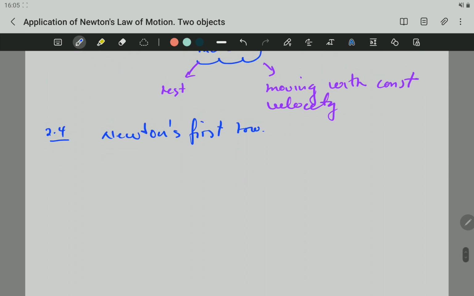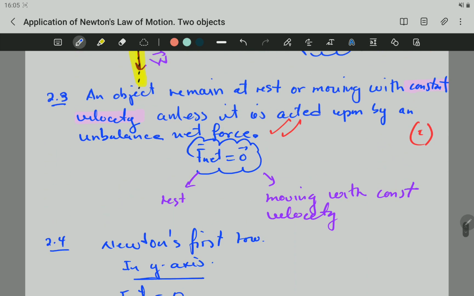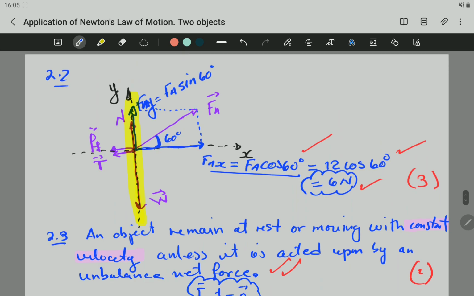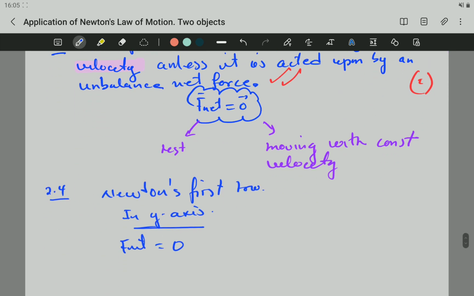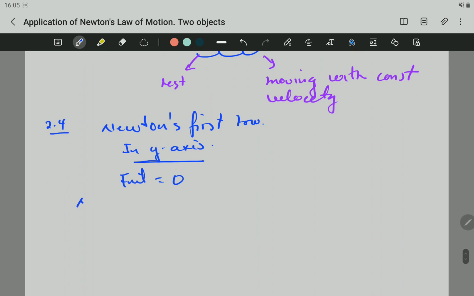Okay, what does Newton's first law state in the y-axis? What do we have? Net force is equal to 0. What forces do we have in the y-axis? Normal force, applied force in y, and weight. So we have normal force plus the applied force in the y-axis minus weight is equal to 0. If we rearrange this one, normal force will be equal to weight minus applied force in the y-axis.